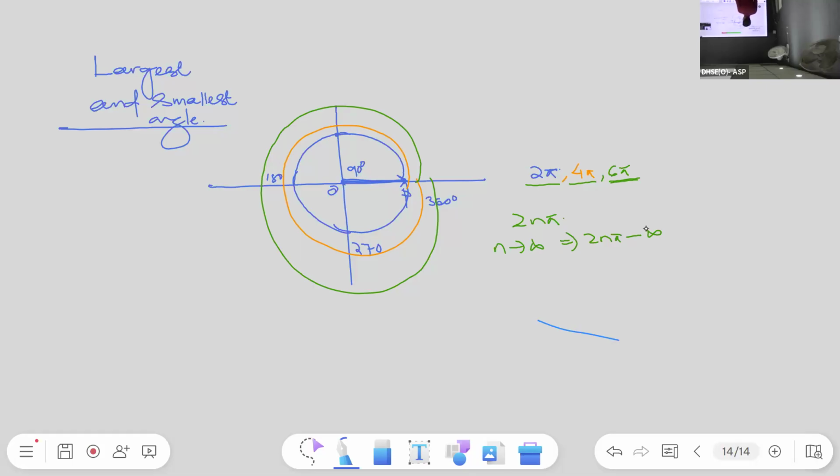So now onwards you can say the measurement of the largest angle is not 360 degree and the measurement of the smallest angle is not 0 degree. The measurement of the largest angle is infinity.